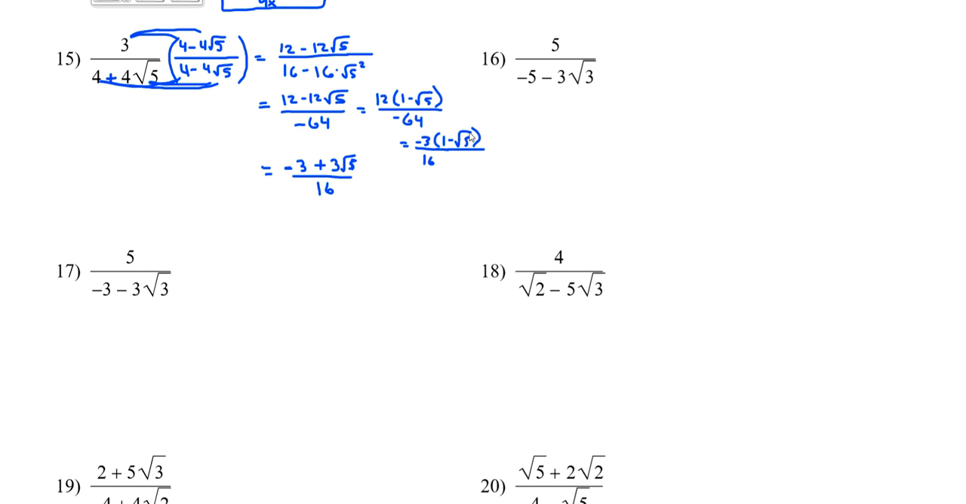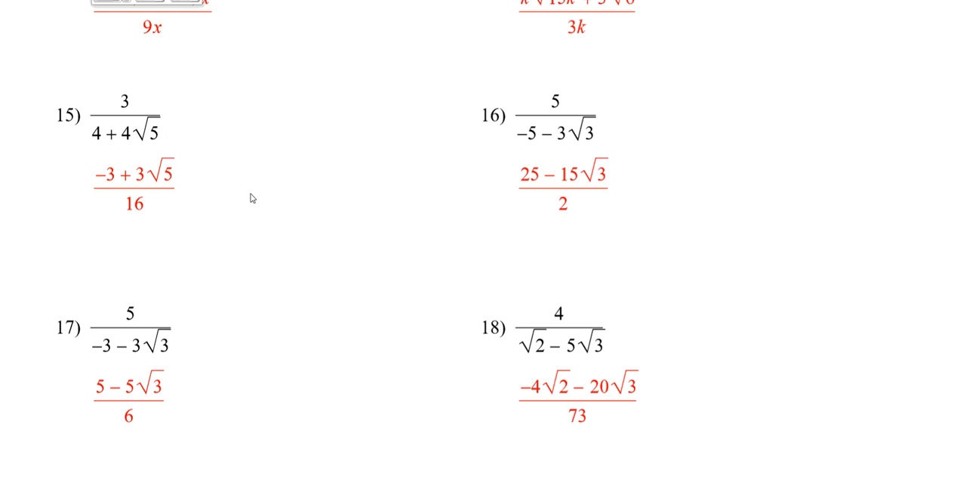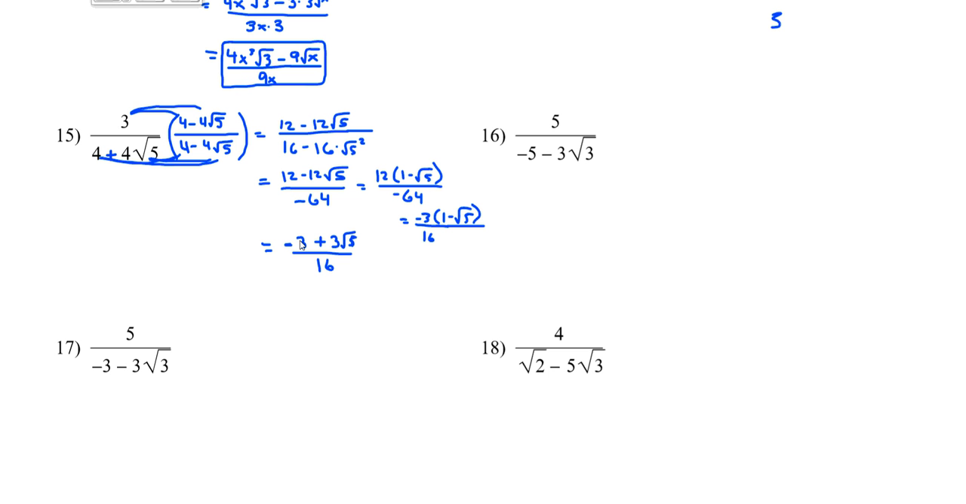If you look at the answer key, number 15, they've got it the first way that I had it, negative 3 plus 3 root 5 over 16. So negative 3 plus 3 root 5 over 16, that's going to be this first one here. All right, so let me get rid of this real quick here. And let's go into the next one. Let's go on to number 17.